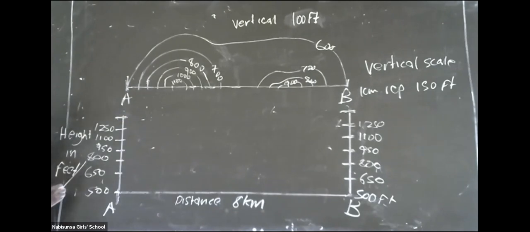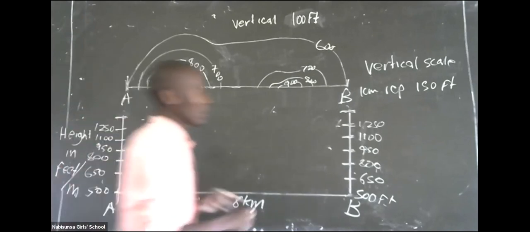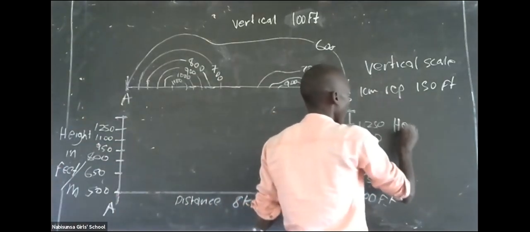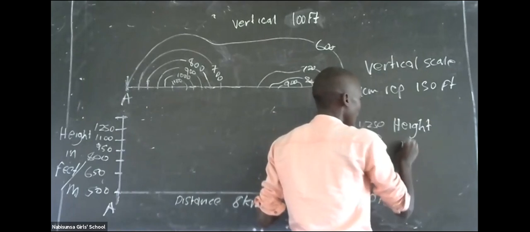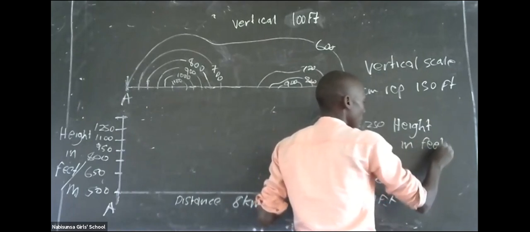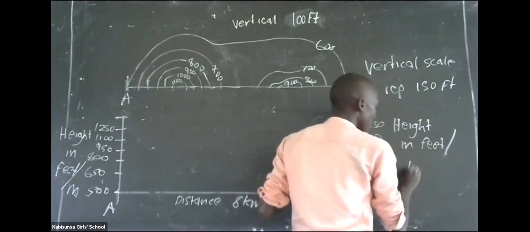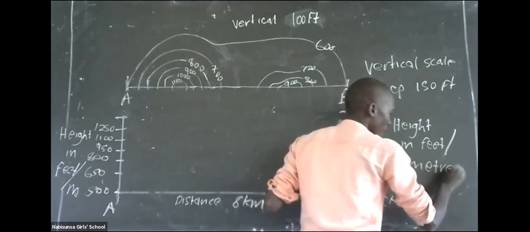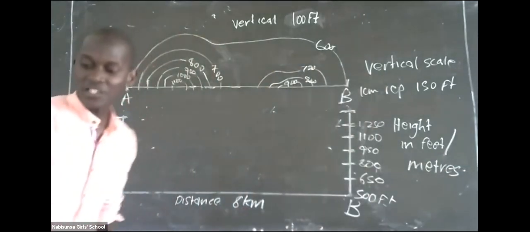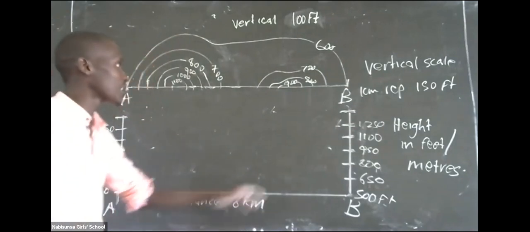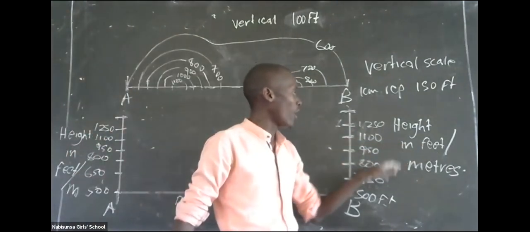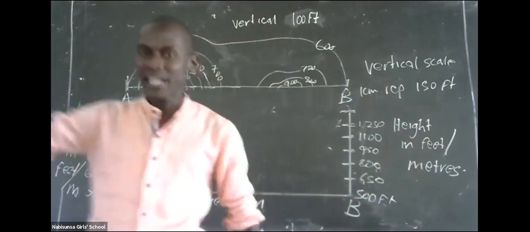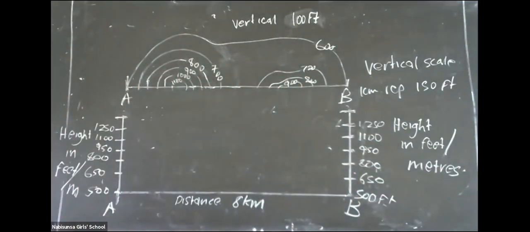Or sometimes you can say in meters. It depends on which. You can say height in feet. Sometimes you can say in meters, but it depends. The one we start with, we say height in feet or height in meters. It depends on the map extract, where I told you to go to the vertical interval. Am I clear? Yes, teacher.